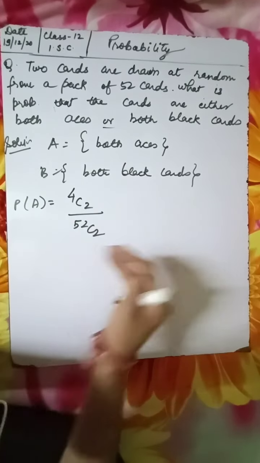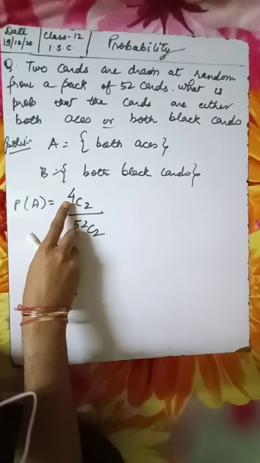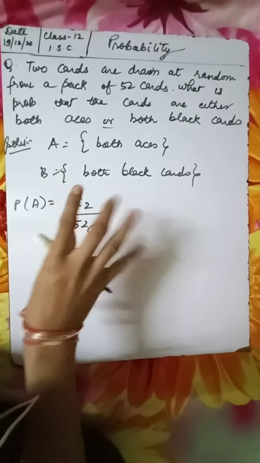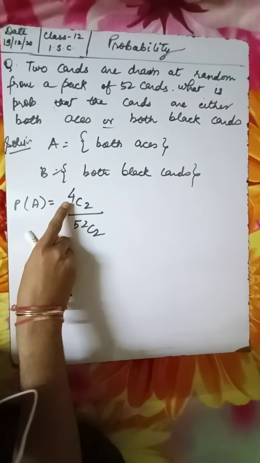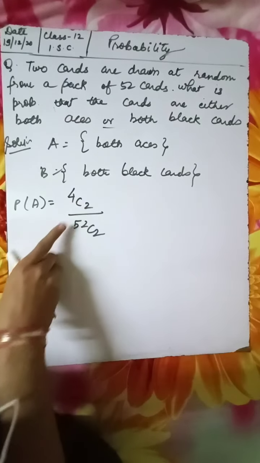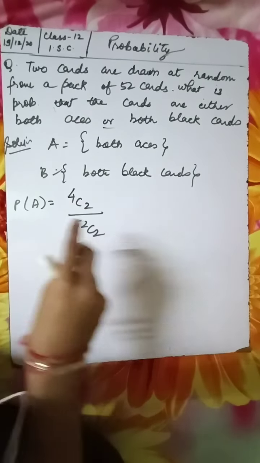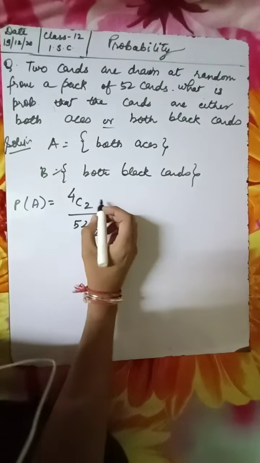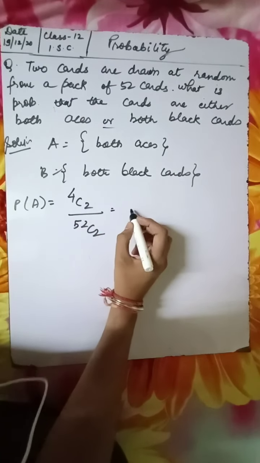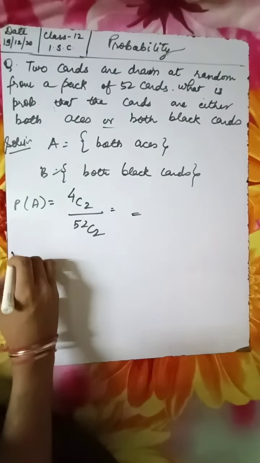Have you understood? I'm repeating. We have 4 aces, and from them we have to draw 2 cards. So 4C2 will be the combination, and from 52 we are actually drawing 2, so 52C2. Now you can easily find what is 4C2 and 52C2 and write it in the fraction.